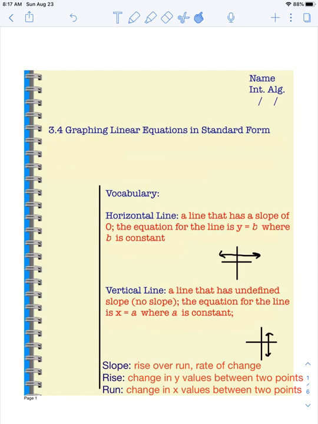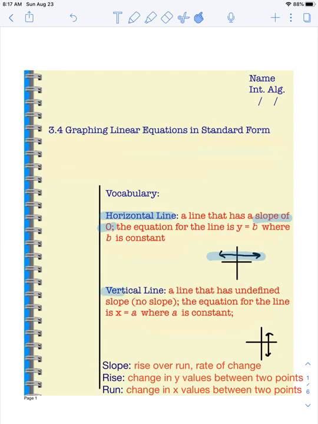Today's lesson is on 3.4, graphing linear equations in standard form. There's a couple important vocabulary words today. First one, horizontal line, is a line that has a slope of 0. The equation is just y equals a number, where that number is actually going to be the y-intercept, and it's constant. It looks like a flat, straight line on a graph.